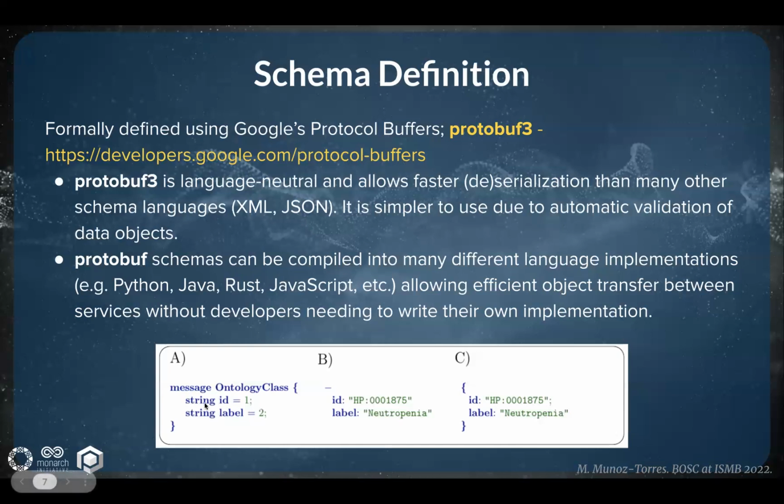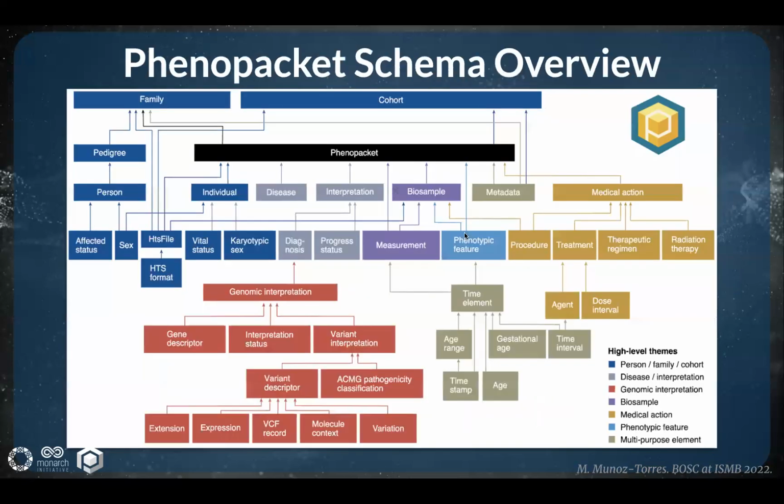So on the left, we have the definition of ontology class, which is a data type in the Phenopacket schema, represented here in protobuf. And in the middle, a representation of an instance of that ontology class representing the HPO term for neutropenia, which is a very low count of a kind of white blood cells, here in YAML format and here in JSON format.